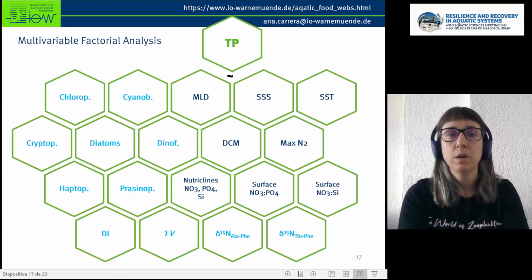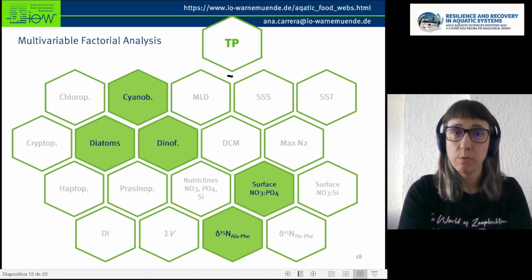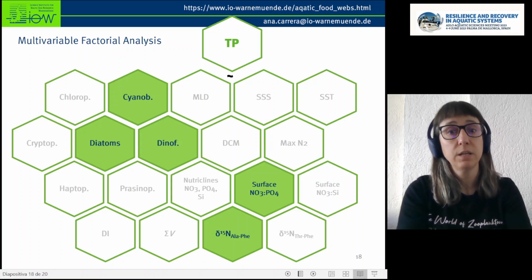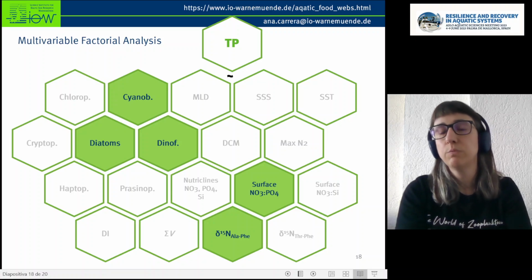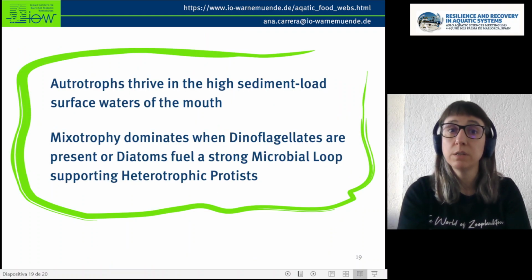So the last thing we did was try to explain the TP using a combination of biological and environmental variables. We used this multivariable factorial and polynomial analysis, and it selected these 5 variables. Basically, the composition of our strict phototrophs, diatoms and cyanobacteria, and then our mixotrophs, dinoflagellates, this proxy for protist heterotrophy, and then the nitrate to phosphate ratio at the surface, which in some fashion can trigger these kinds of feeding modes.